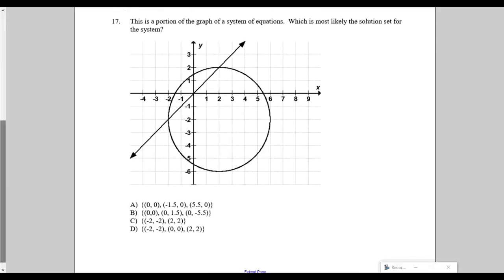Number 17, this is the portion of a graph of a system, which is most likely the solution set. So again, the solutions are the two locations where these two things cross. This looks like a nice point here, 2, 2. This is also a nice point. It's negative 2, negative 2. So looking at my answer choices, that is answer choice C. All right. The distractors here are that we don't want the x-intercepts or the y-intercepts. We only want where the two graphs cross each other. All right, let's turn over to the next page.